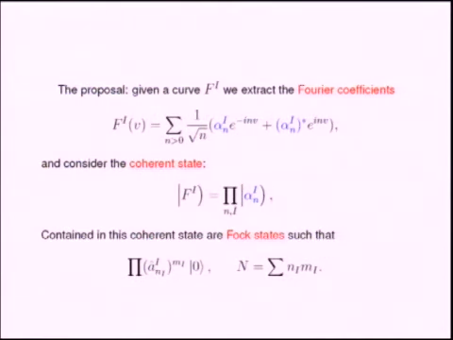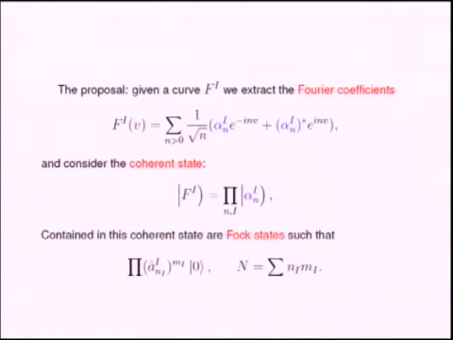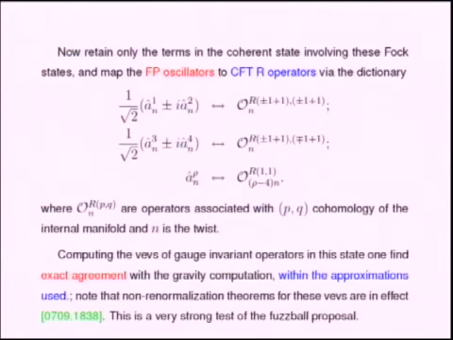In other words, if I give you a curve, where the index I runs over all the dimensions of the curve, I pull out the Fourier coefficients. I expand the curve into Fourier coefficients, I consider a coherent state, and I project it down onto Fock states. And then I map the coefficients of these, essentially fundamental string oscillators, to the CFT operators via a precise dictionary.